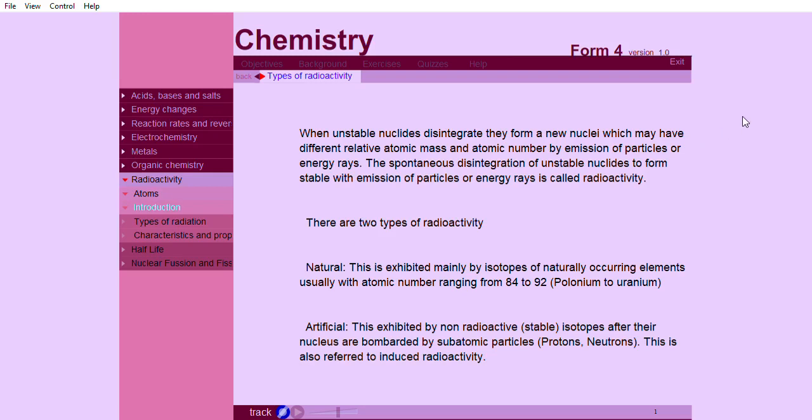There are 2 types of radioactivity. Natural: this is exhibited mainly by isotopes of naturally occurring elements, usually with atomic number ranging from 84 to 92, polonium to uranium. Artificial: this is exhibited by non-radioactive or stable isotopes after their nuclei are bombarded by subatomic particles, protons and neutrons. This is also referred to as induced radioactivity.